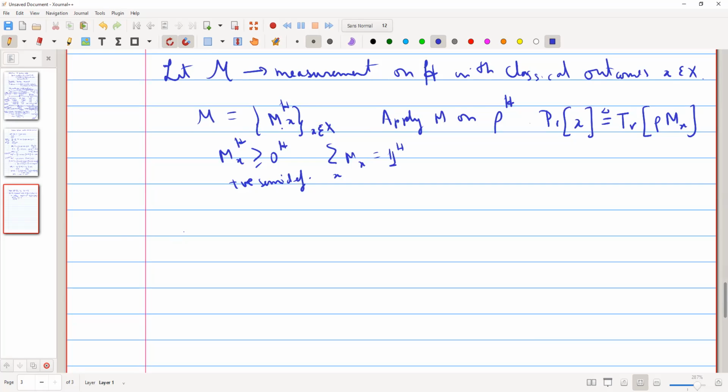So let's define some notation. So M of rho is this vector. It's a probability vector over the classical outcomes that you get. So the entries will be trace of rho Mx, and I run over all the classical outcomes. And similarly, M of sigma is the probability distribution I would get over the set X if the measurement M were applied to the state sigma.